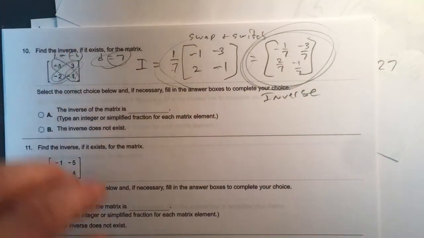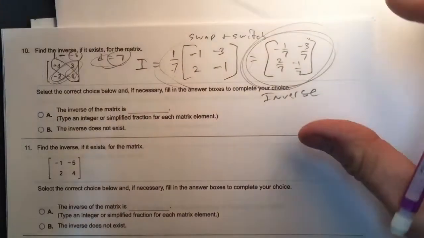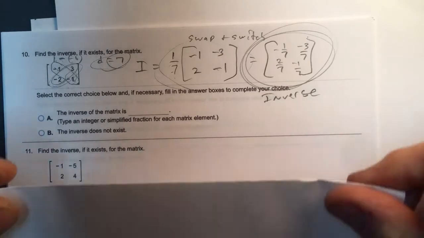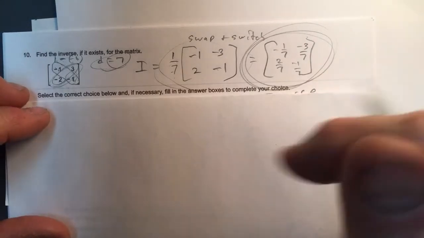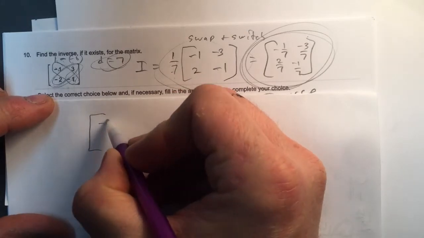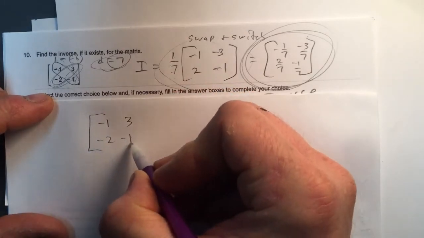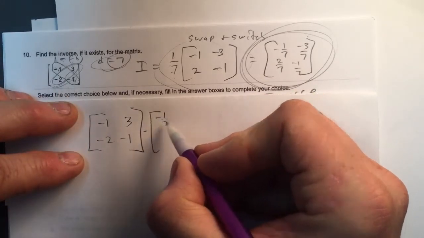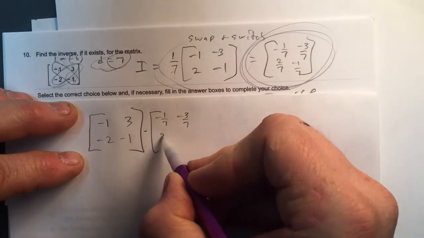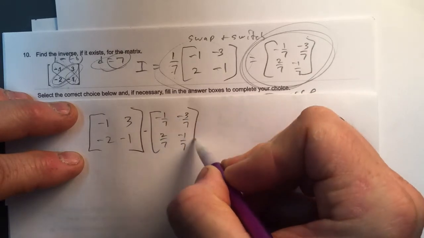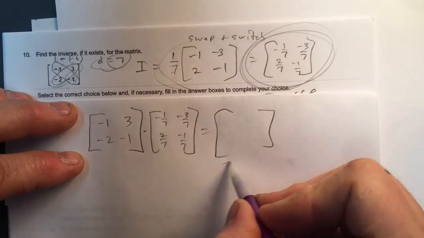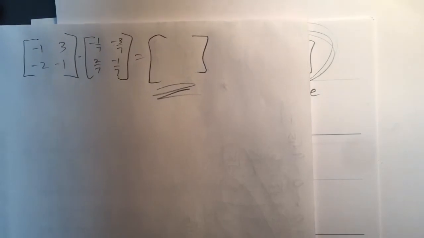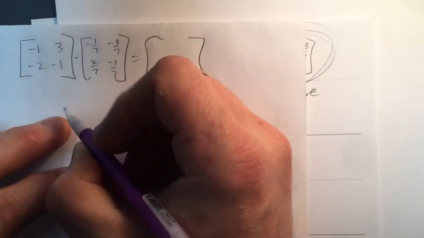Now, which means you should be able to multiply those two and get the identity. All right, so I'm going to get this other paper. I'm going to write this matrix out. This was -1, 3, -2, and -1. And here's what my inverse is supposedly: -1/7, -3/7, 2/7, -1/7. And I'm going to multiply these out. And right here, I should get the identity. Okay, well, let's see if we do here. So let's just put this up here. So this is what we're doing. We're checking it.